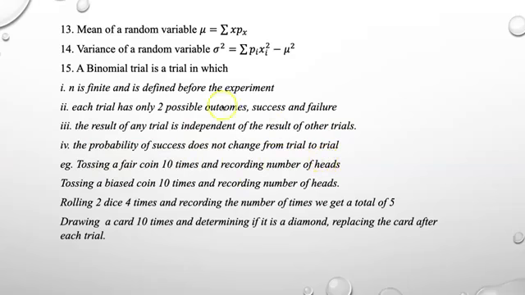Very often students get confused between binomial variables and random variables. So here are some examples of binomial variables. Tossing a fair coin 10 times and recording number of heads. Tossing a biased coin 10 times and recording number of heads. So here the n is defined before the experiment. Rolling 2 dice 4 times and recording the number of times we get a total of 5. Or drawing a card 10 times and determining if it is a diamond, replacing the card after each trial. That means it is with replacement.